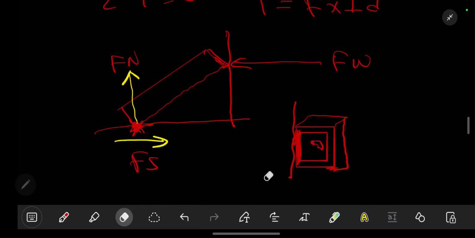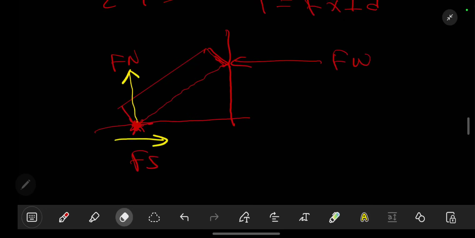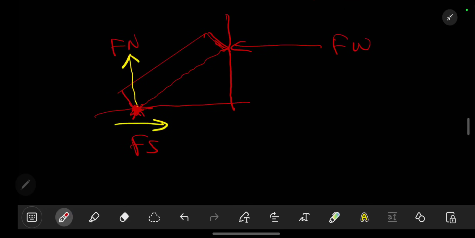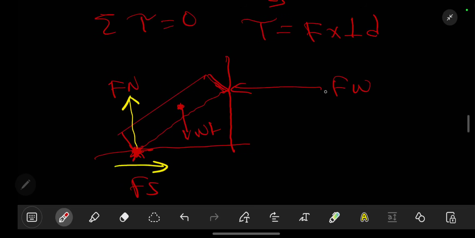Now with that said, we are going to look at the forces that are producing torque. If this is the pivot point, the normal force produces no torque. Then we have the weight of the object. It is away from the pivot point, so it produces torque. So we have the weight of the ladder. Then we have the force on the wall. It also produces torque.